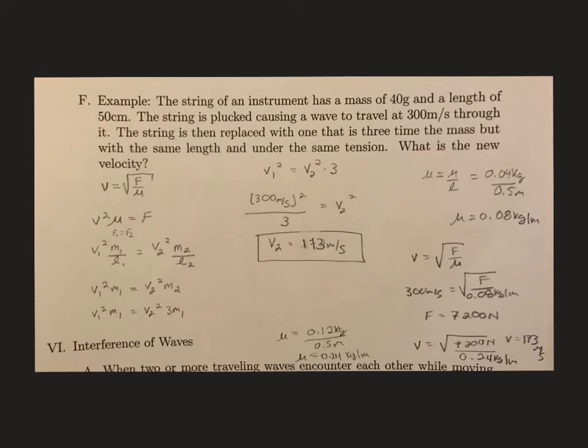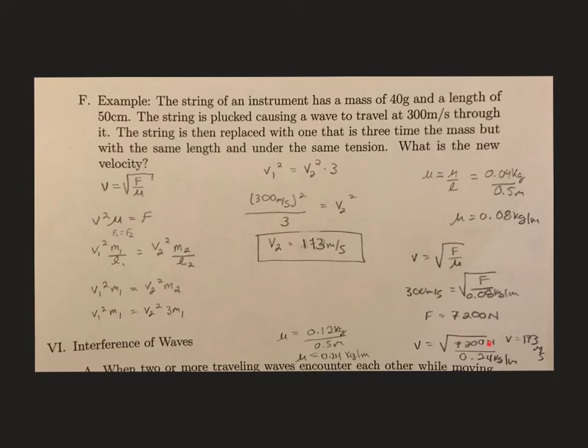The other way to do this is to use our initial relationship here, and I've calculated the first linear mass density, and I encourage you to do it in a separate step. It's really easy to not get the fraction in your calculator correctly and end up with the inverse of the linear mass density in there. So I first calculated my linear mass density, I plugged in the 300, the linear mass density, and my tension is equal to 7,200 newtons.